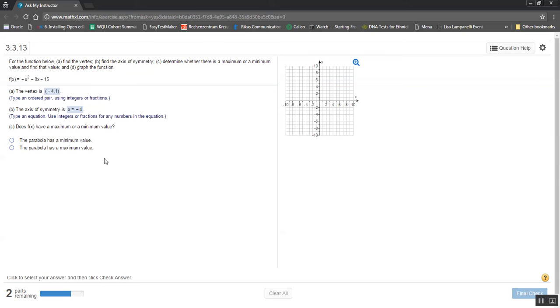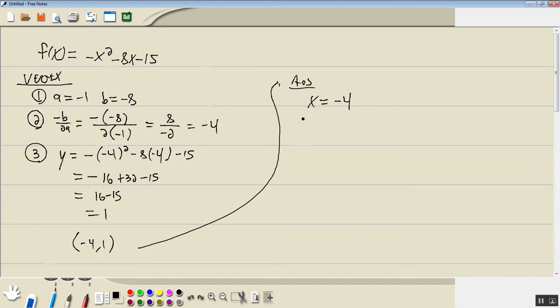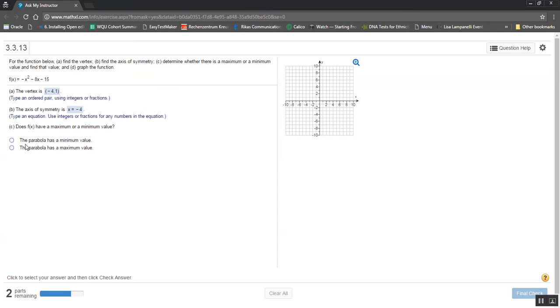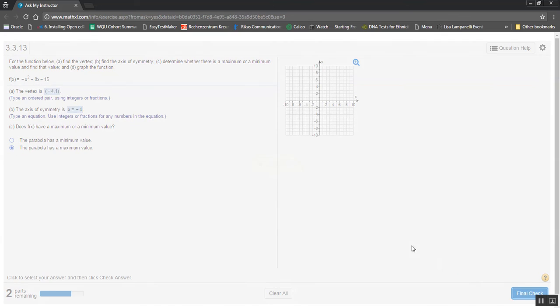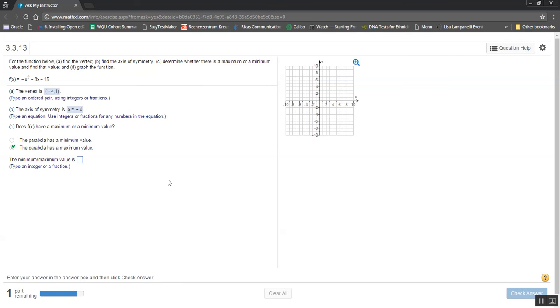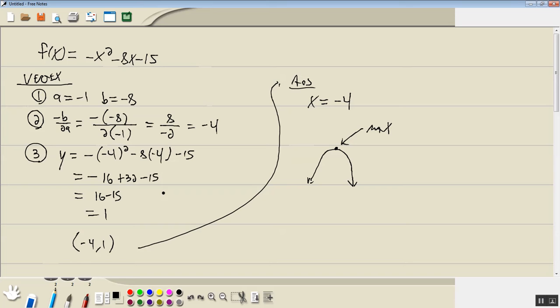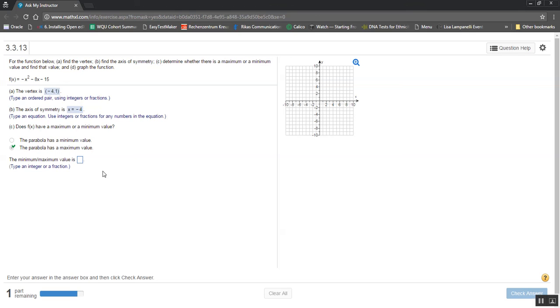Okay, does it have a maximum or minimum value? The fact that our a is negative means our graph opens down. And since it opens down, that means we're going to have a maximum value. The maximum value is equal to, and this is easy if you've got your vertex, the y part of the vertex, which is 1.